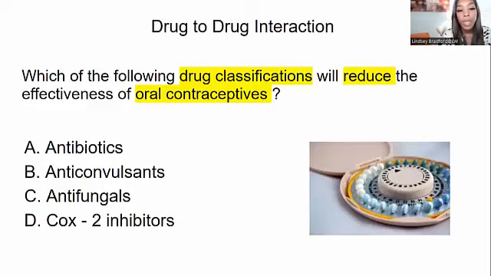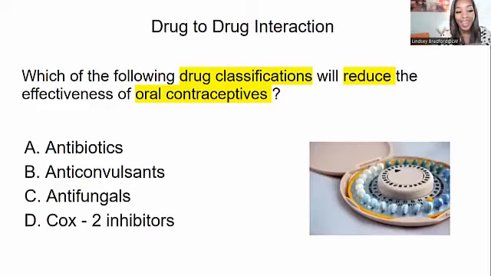Typically, when a person is being prescribed one of the drugs listed below for the multiple choice, they're also told to use extra precaution, right? That means that if a person is on birth control and they're prescribed one of those, they're normally told to make sure they use extra precaution, because the birth control may not be as effective as it would be if they were not taking that medication.